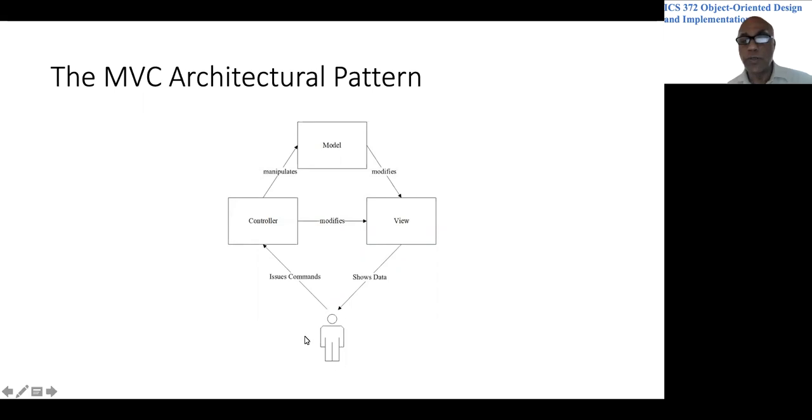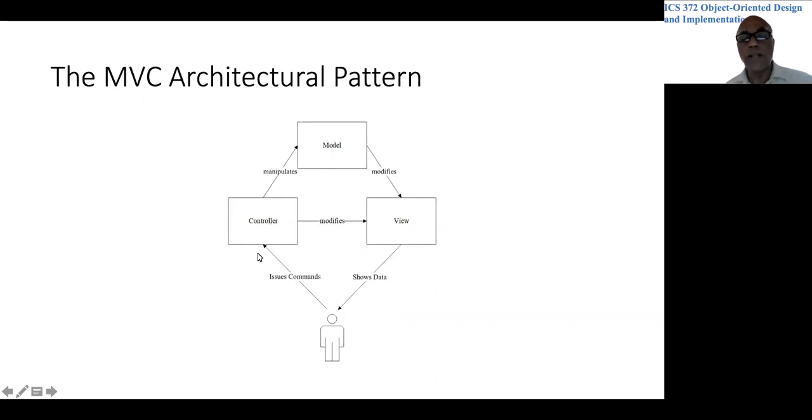So we have a user who issues commands. Those commands are received by the controller, and the controller manipulates the model, adding data, modifying data, deleting data, and so on. And as this data changes, the view observes those changes and displays the changes on the screen. And that is this interaction here, the view showing the data to the actor.